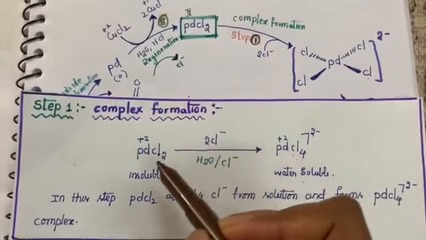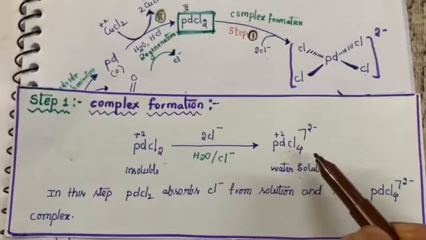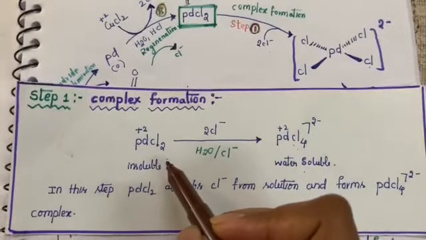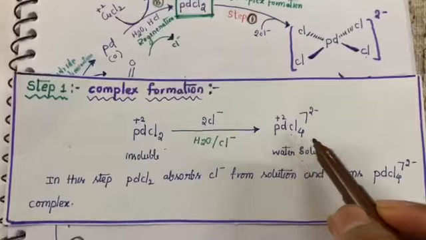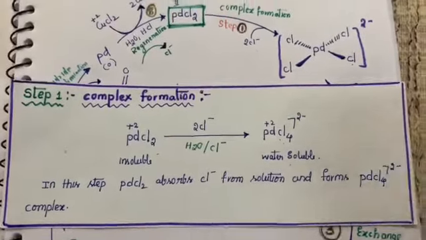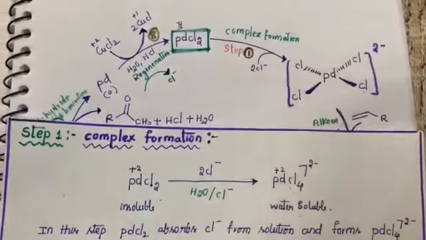It immediately reacts with palladium dichloride and forms palladium tetrachloride, and moreover the palladium dichloride is water insoluble, so it forms a stable water soluble palladium tetrachloride complex. And this is step 1. The name of step 1 is complex formation.